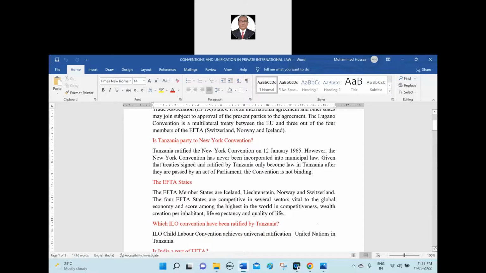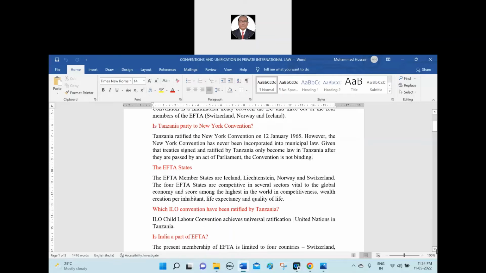So, EFTA states, I already told you that the members are Iceland, Liechtenstein, Norway, and Switzerland. Here there is no Liechtenstein, only Norway and Iceland. I believe one more is added over there. Yes, the four EFTA states are competitive in several sectors vital to the global economy and score among the highest in the world in competitiveness, wealth creation per inhabitant, life expectancy and quality of life. These countries are very rich and have a lot of resources, and they give money to other countries to do research also. Funding is there.